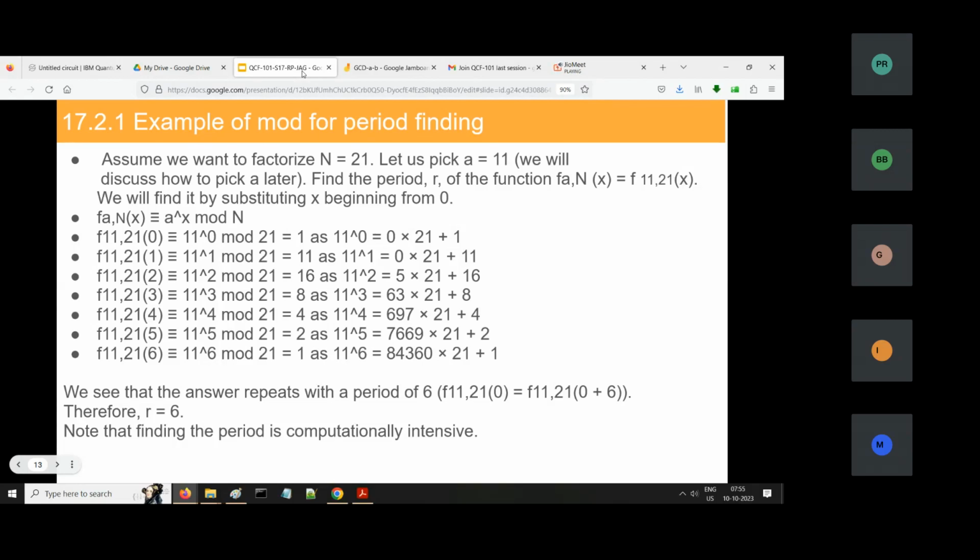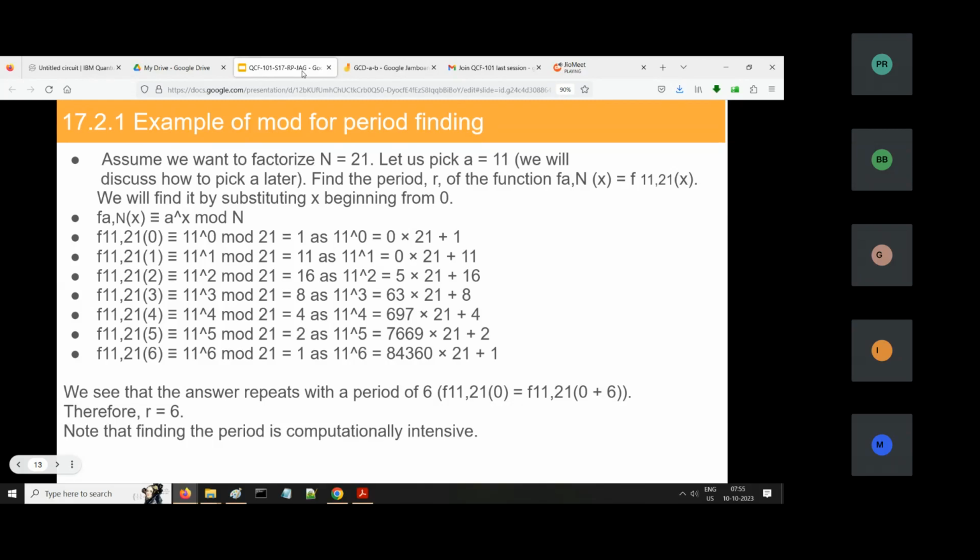So 11 raised to 3, again that number comes to 11 into 11 into 11, and essentially whatever that number comes to, we are saying 63 into 21 plus that number, and we are going with the pattern. Next we take 11 to the power 4, whatever that number comes out to be. You are again dividing by 21. So 21 into 697 plus 4 is that number. This way we keep going, and we find 1, 11, 16, 8, 4, 2, 1. So it has come back to 1.